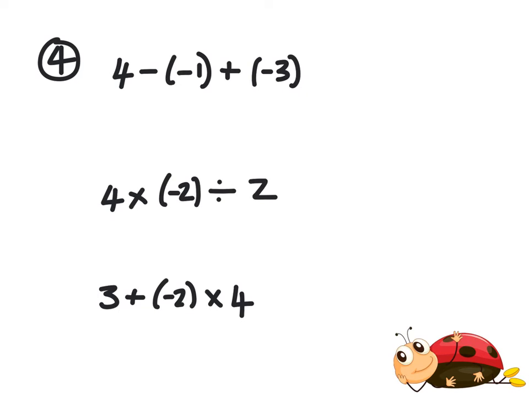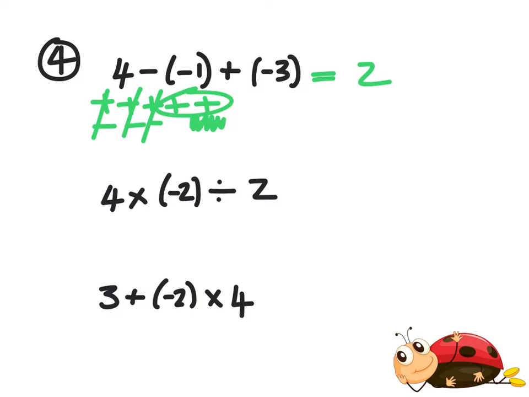Question 4, so we've got positive 4. Now if we take away a negative 1, we don't have a negative 1, so let's put a negative in, so I need to compensate. So I can now take away that negative, and then I have to add in negative 3. So add 3 negatives, they all cancel each other out, and I'm left with an answer of 2. 4 times negative 2 is negative 8, and if I divide that by 2, I get negative 4.